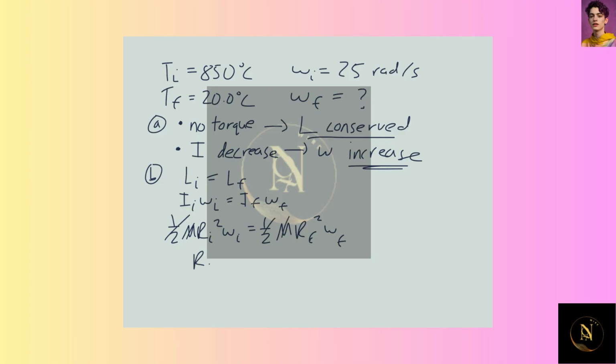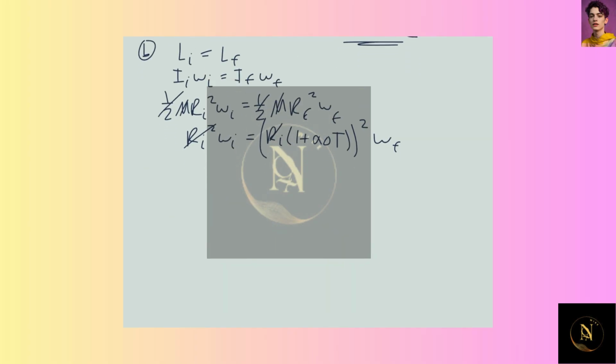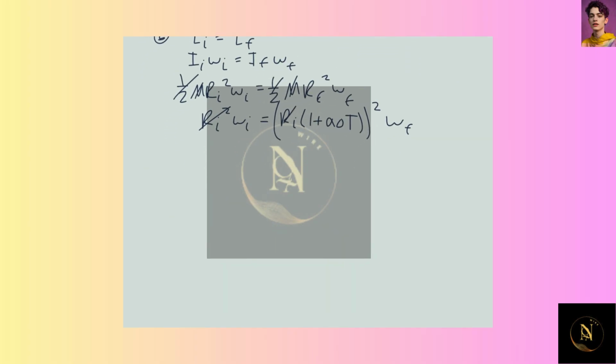We know that our final r, based on linear expansion, will be r initial times (1 plus alpha delta T). So omega final equals omega initial times (1 plus alpha delta T) squared, since the r initials cancel out. And so we can just plug in our numbers and solve for omega final.